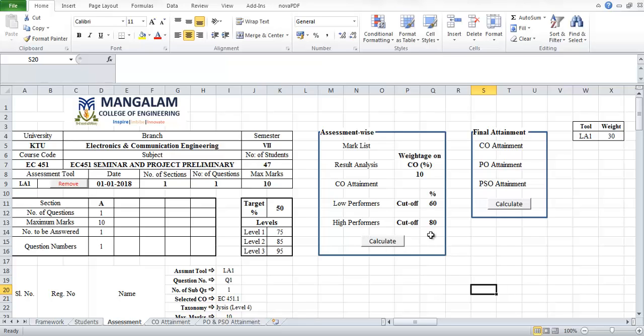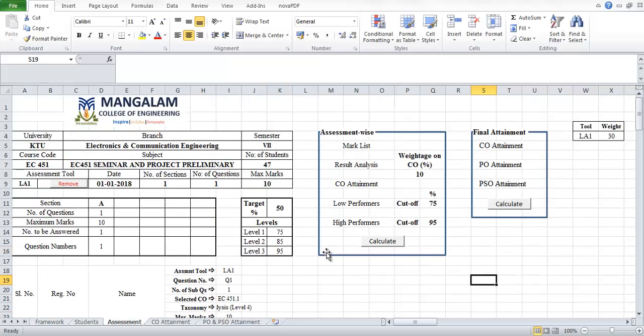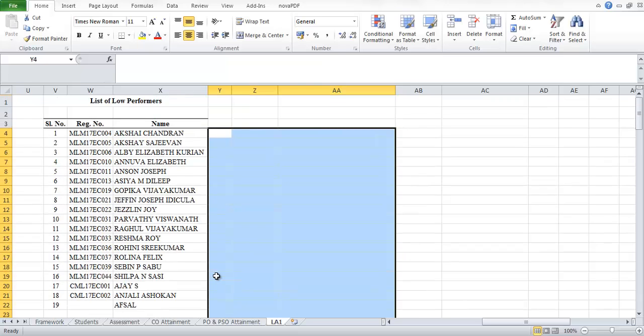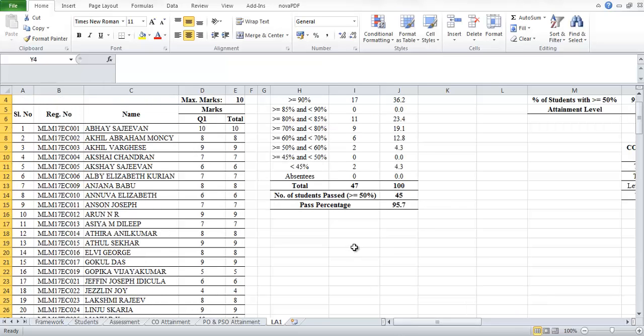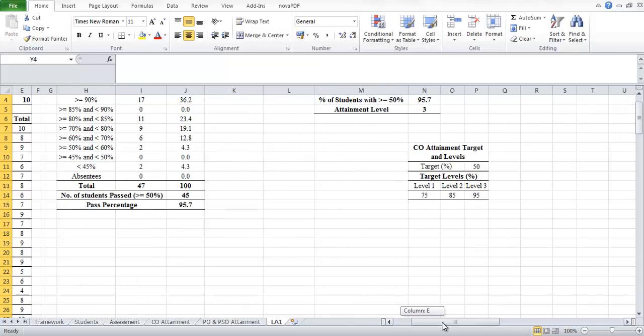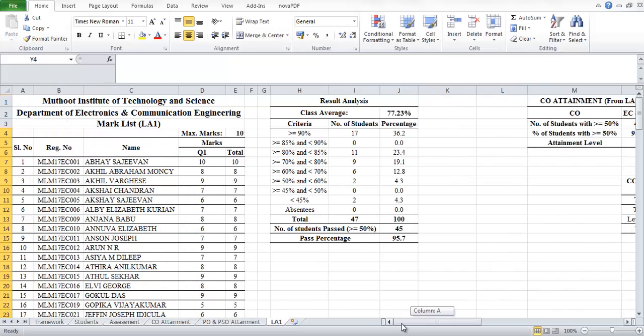Now since it's a seminar, I will keep the cutoff at 95 for high performers, and for low performers I will keep it at 75. Now all I have to do is press the calculate button. So I have got the low performers and the high performers. Now based on this you can again recalculate, and as you can see the attainment level is high. So you can calculate based on the marks that you have given to your students.